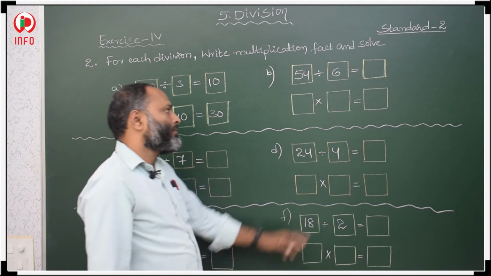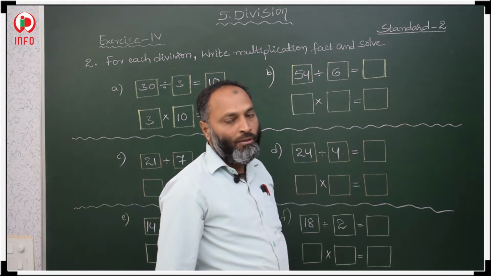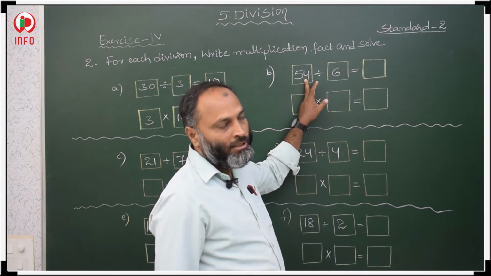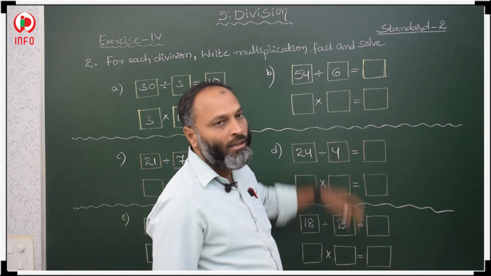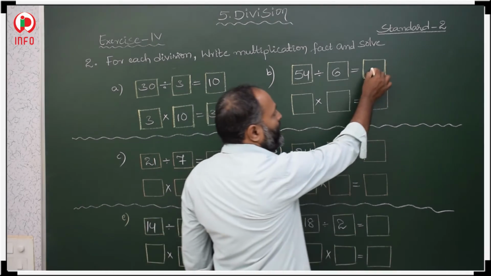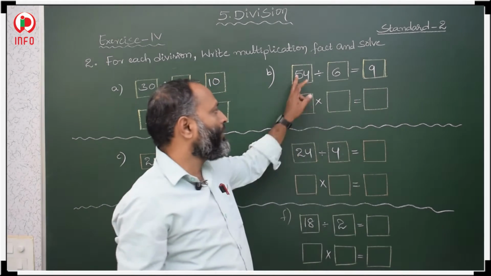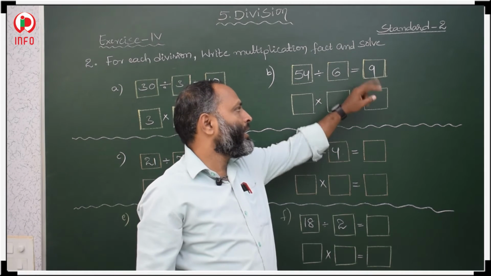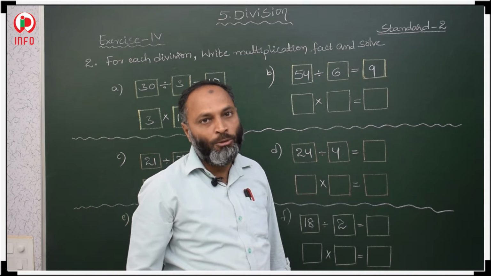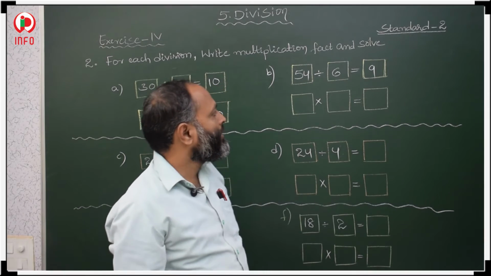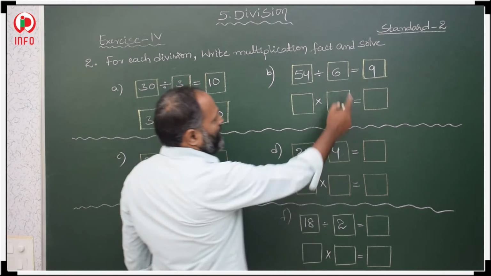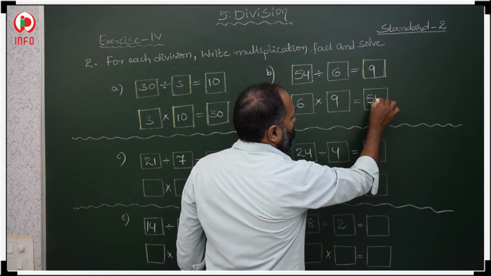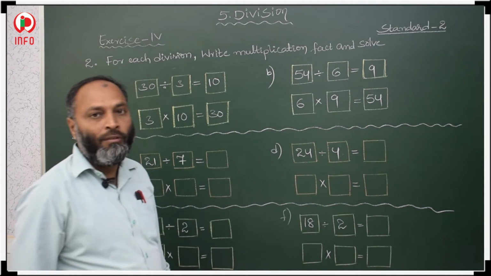In the same way, in the 6 table, when will you get 54? 6 5s are 30, 6 6s are 36, 6 7s are 42, 6 8s are 48, 6 9s are 54. Here we have to write 9. If 54 is divided by 6, it means if 54 is divided into 6 groups, then we get 9 in each group. Then the multiplication fact: 6 9s are 54, we have to write.